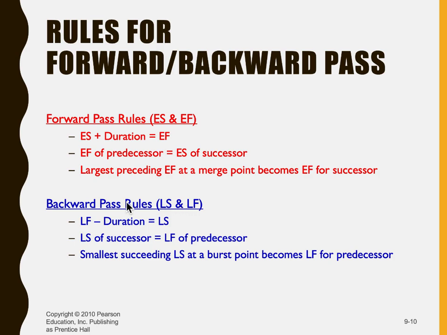The same thing for backward pass, which is basically the formula for last start and last finish. Last finish minus duration gives you last start. The same thing for successor and predecessor. And the smallest successor last start becomes the last finish at a burst.